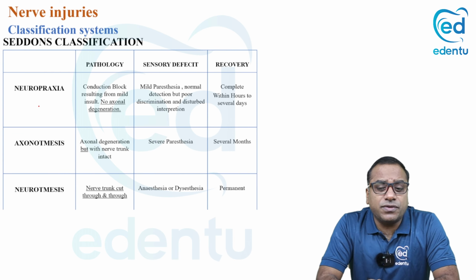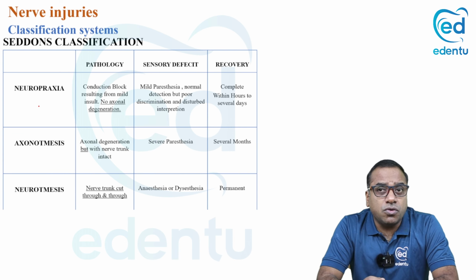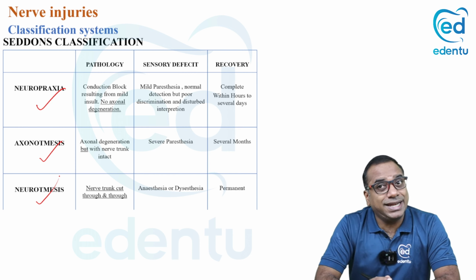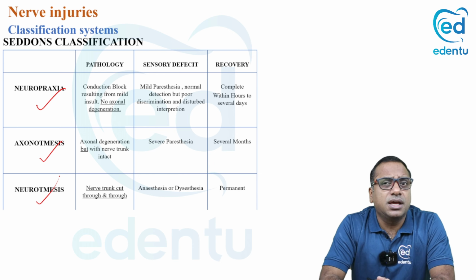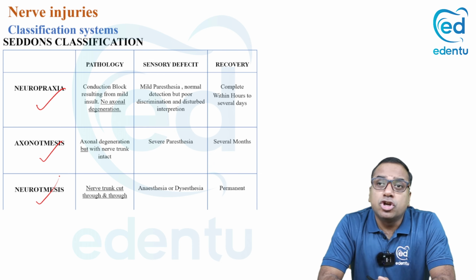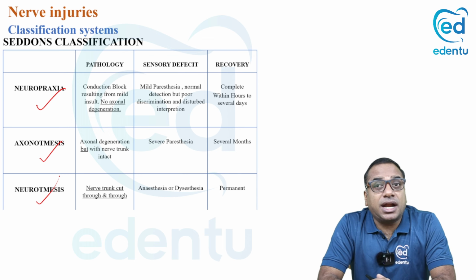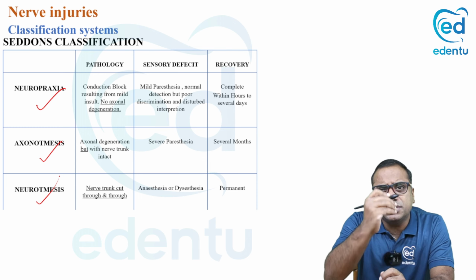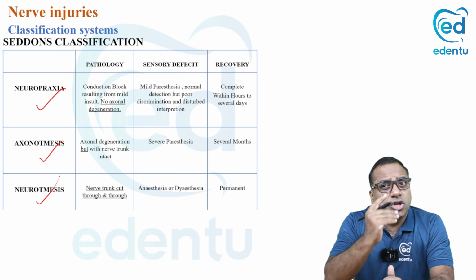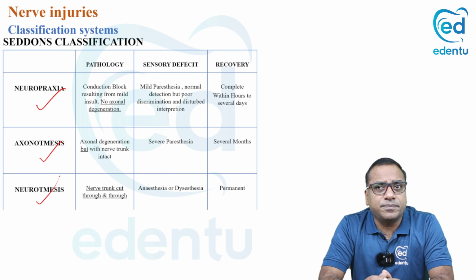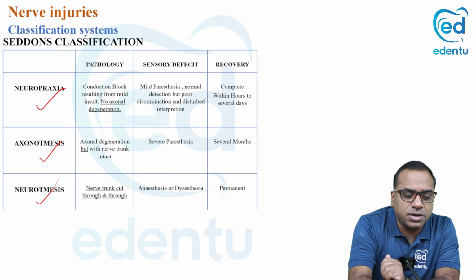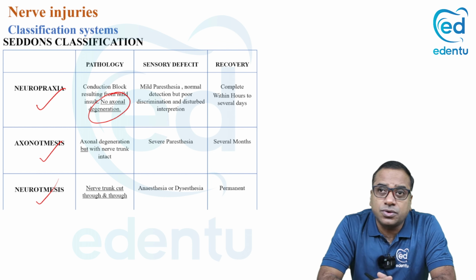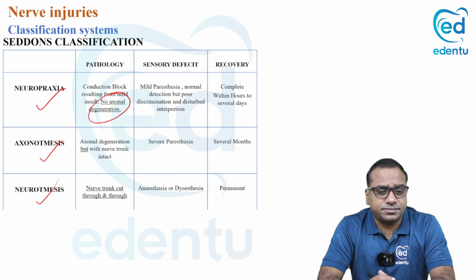Coming to the classification, you should know in detail what is neuropraxia, what is axonotmesis, and what is neurotmesis. This is very important, and many MCQs are generated from here. Neuropraxia, the first one. Here the conduction blockage results from a mild insult, just a mild injury. You are doing an impaction and you just touch the nerve. Very mild. You didn't cut through and through. It's just an insult. There is no axonal degeneration. This is very important, please make a note of it. In neuropraxia, there is no axonal degeneration.